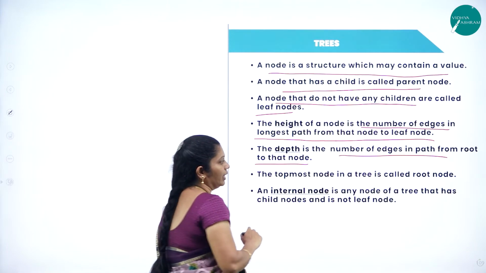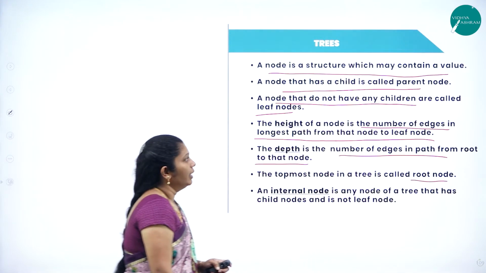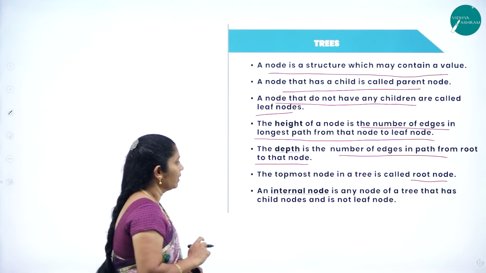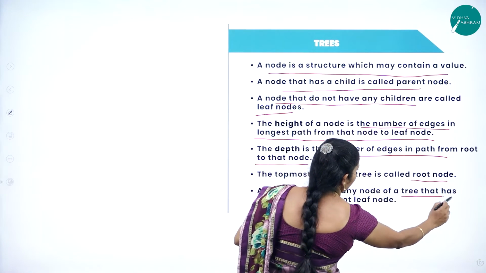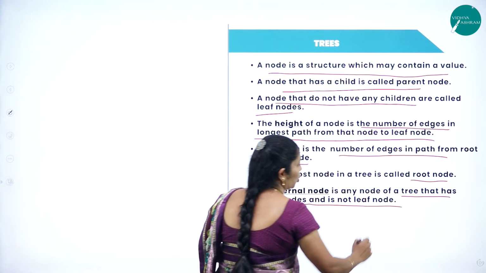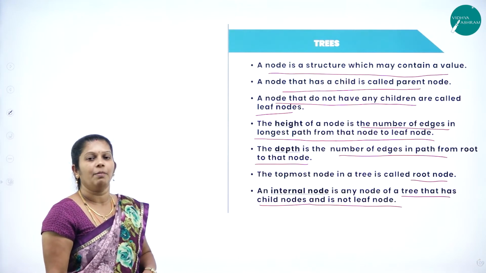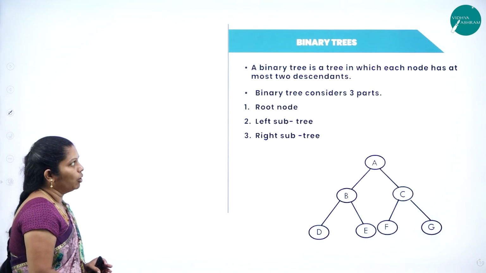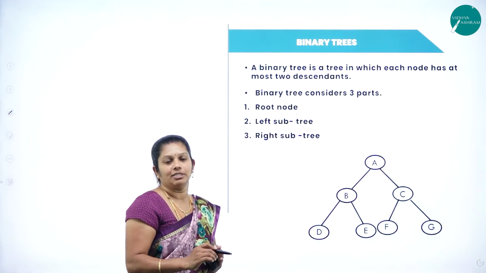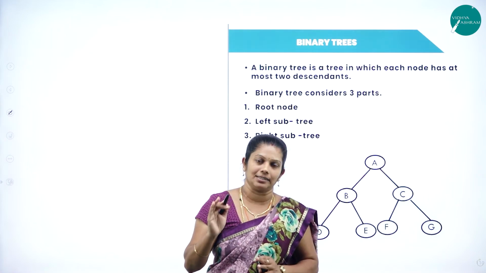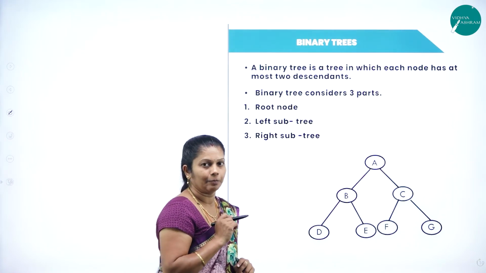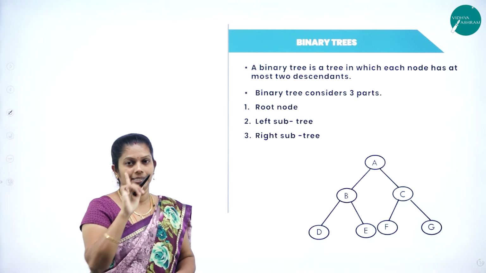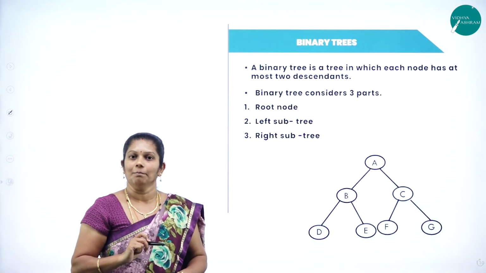The topmost node in the tree is called the root node. Here, the topmost node, which we also call the parent node, is the root node. An internal node is any node of the tree that has child nodes and is not a leaf node. Now, a binary tree, as the name itself suggests, is a tree in which each node has two descendant nodes. If a node contains exactly two children, then it is called a binary tree.